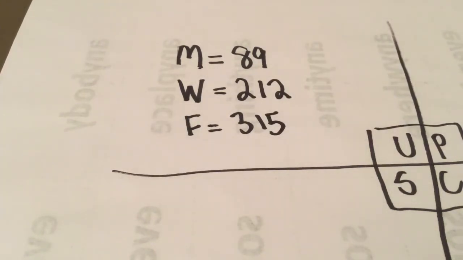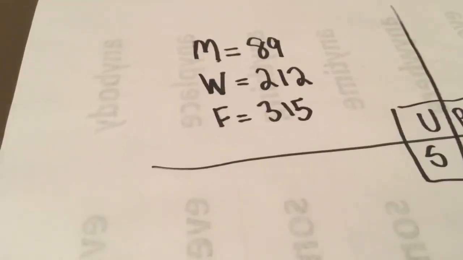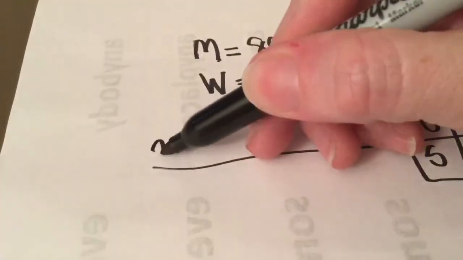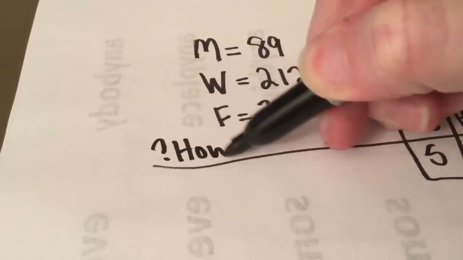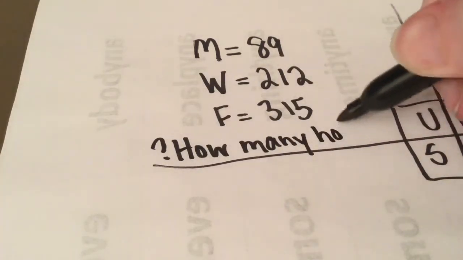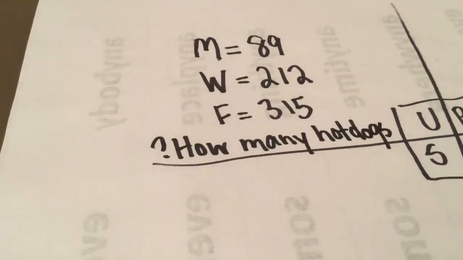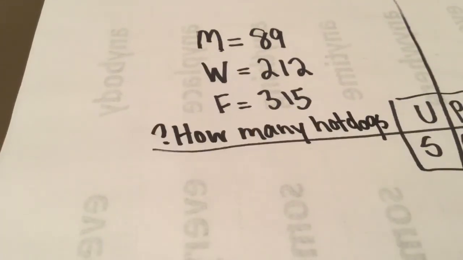The last sentence says, how many hot dogs did Justin sell during those 3 days? Okay, well, I always want to make sure that I understand the question, because if I don't know what the question is, then there's no way for me to solve. So I want to know how many hot dogs. And I'm thinking, is this a problem where I'm putting things together or taking things apart if I want to know how many hot dogs?